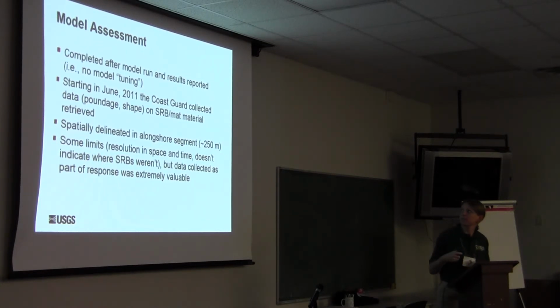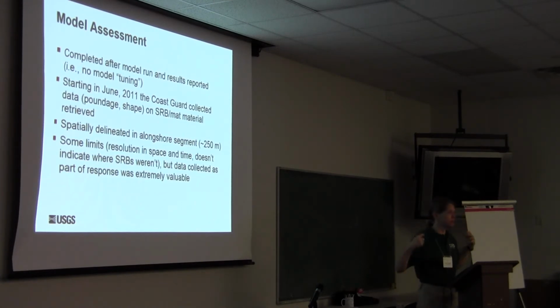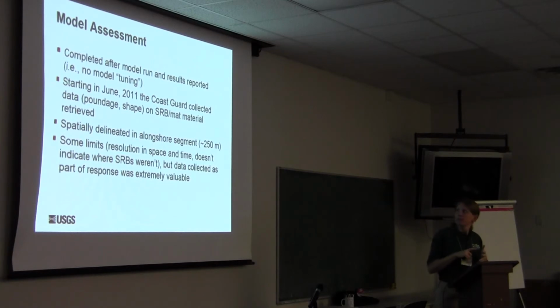Starting in June of 2011, the Coast Guard collected some data about what they had collected in terms of the pounds and the shape. This is not scat data, actually. This is collection data, so it was actually what was picked up. They kept track of the amount and some basic information on shape. They did this for SRBs and for mat material. They spatially delineated it in longshore segments of about 250 meters.